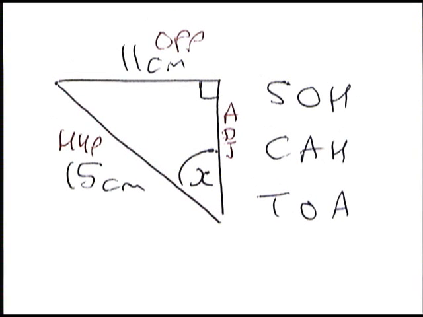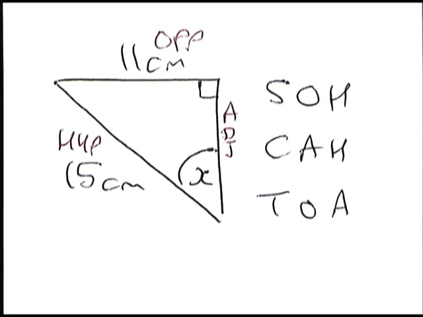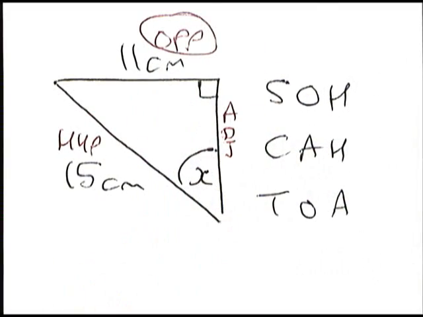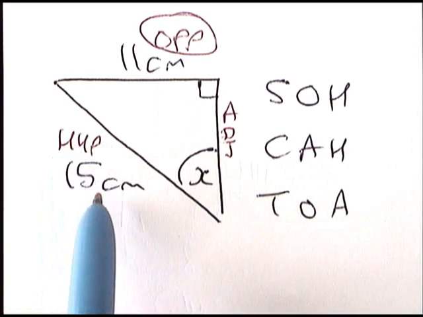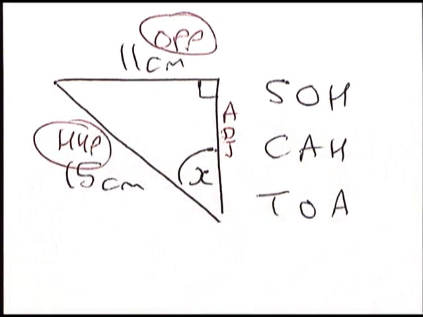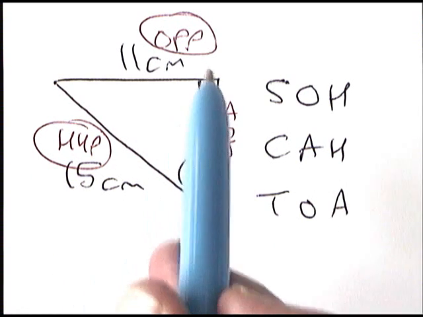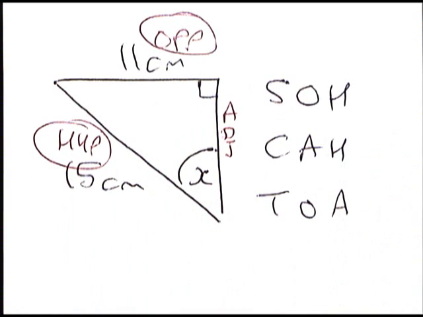Two of the sides you have just labelled already had things written on them. This side had the 11, so I'm going to circle the opposite because that had something written on it already. This side had 15 written on it, so I'm going to circle the hypotenuse. The adjacent was blank, so I'm not interested in that one. I'm interested in opposite and hypotenuse.